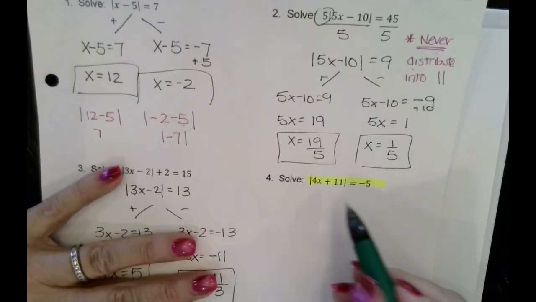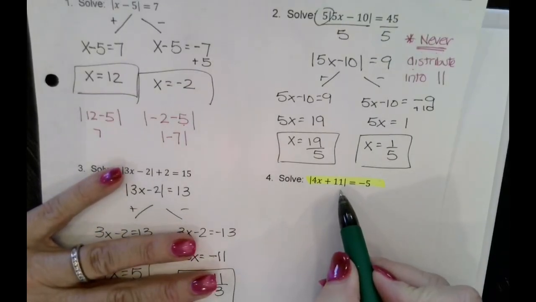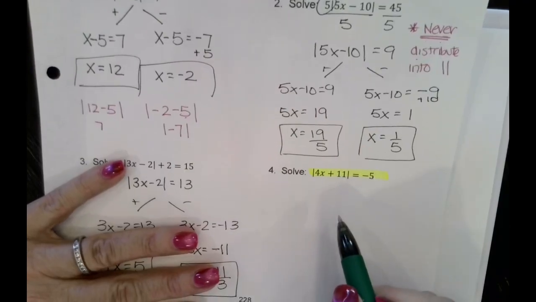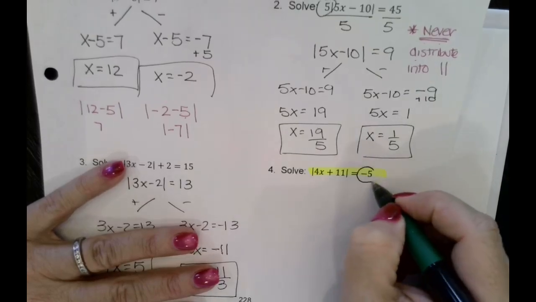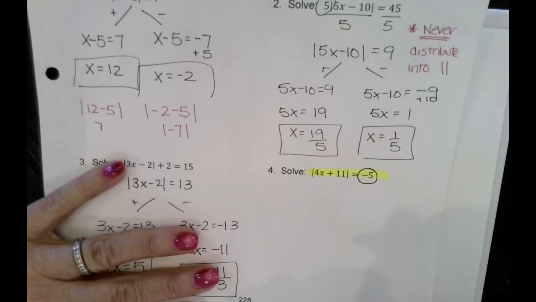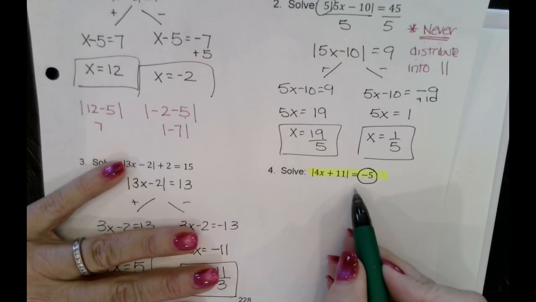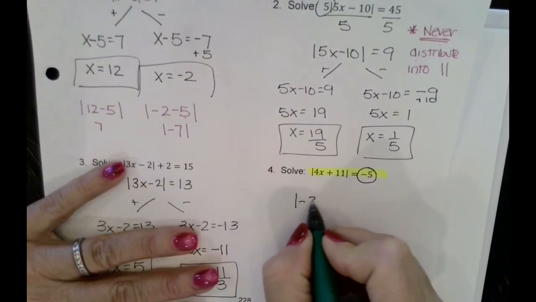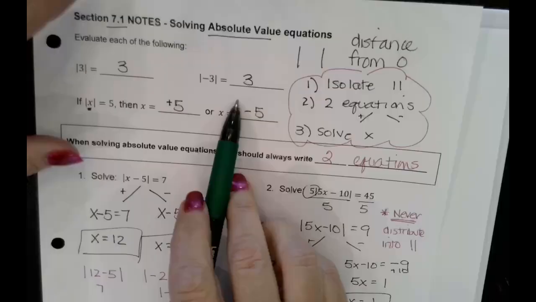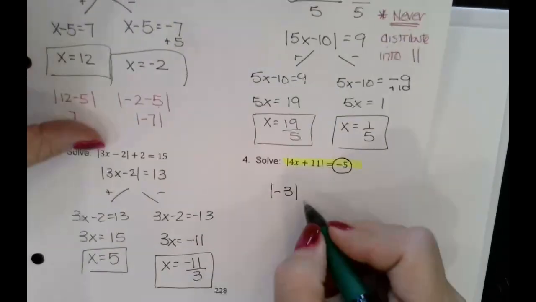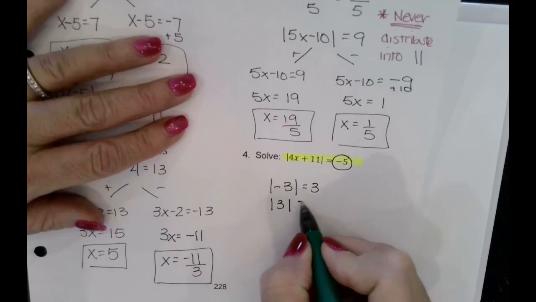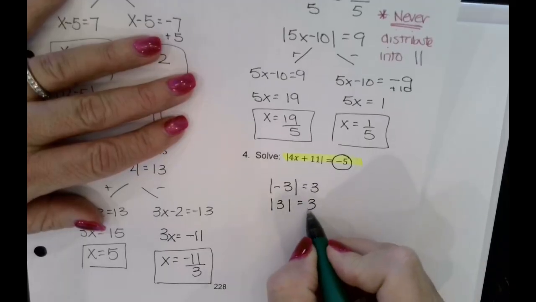So what happens here is this is already isolated. So what we want to say is, okay, we separate this into a positive and a negative, but that is not true in this case. And that is because of this value right here. So if I've got a number inside the absolute value bars, let's go back up here to my example, and I have -3, I say that this is +3. If I have a positive number in there, then I would say that this is still 3.